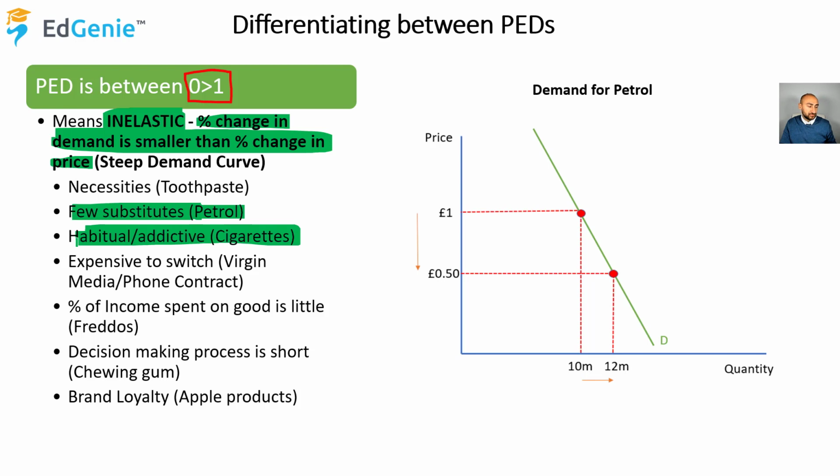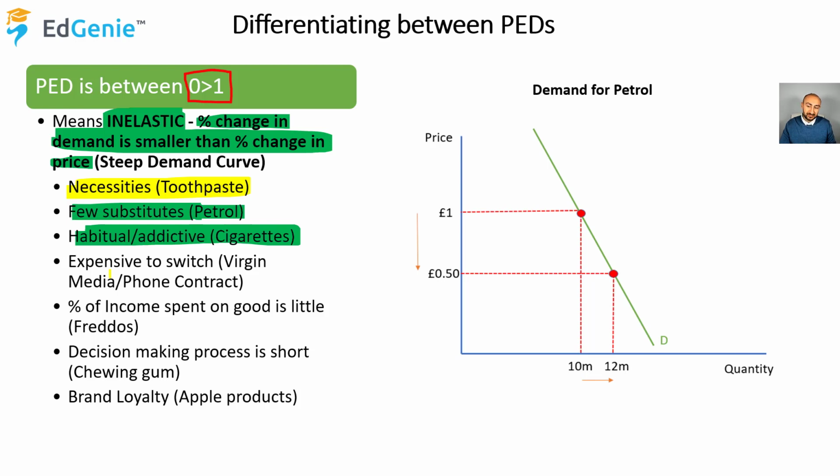Other examples here include the likes of necessities. Toothpaste. They're very inelastically demanded. Okay. So if there's a percentage increase in the price, then demand's not going to fall by much because it's toothpaste. We need it. Okay.